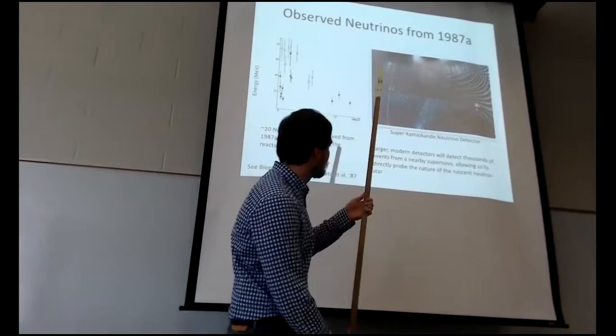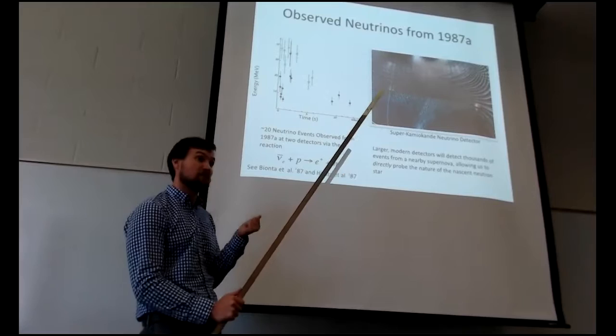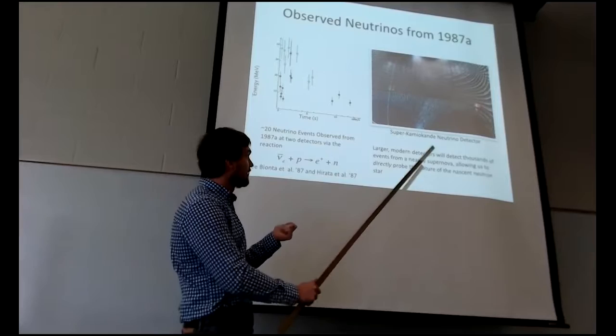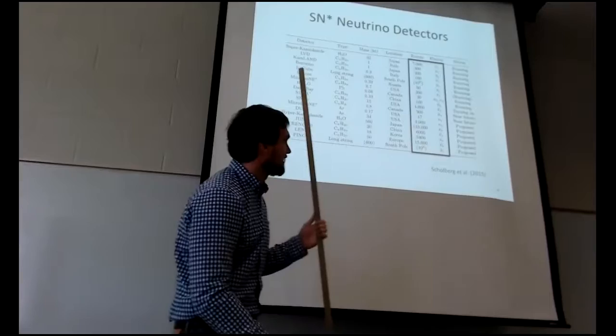The larger, more modern detectors. And 1987A also happened in the LMC, so that's like 50 kiloparsecs away. But the most likely distance for a galactic supernova is like 10 kiloparsecs. So the combination of a closer galactic supernova and larger modern detectors will give us thousands of events instead of the sort of 10 events that we saw in 1987.